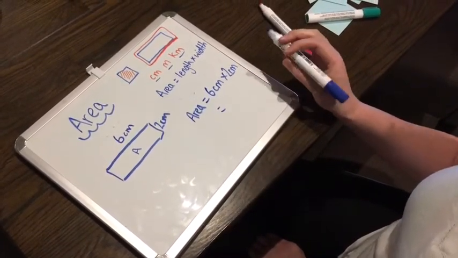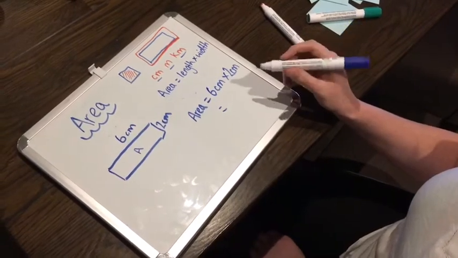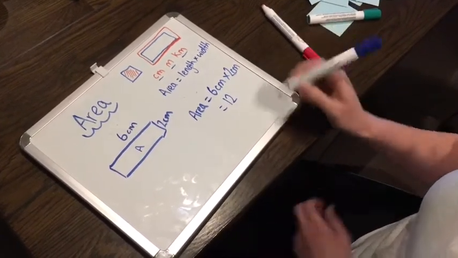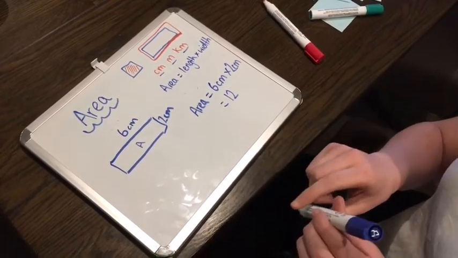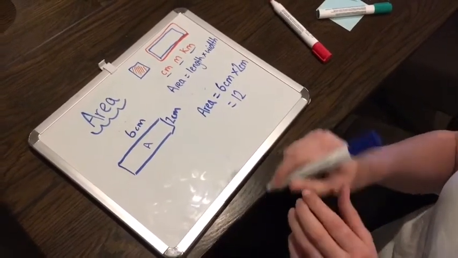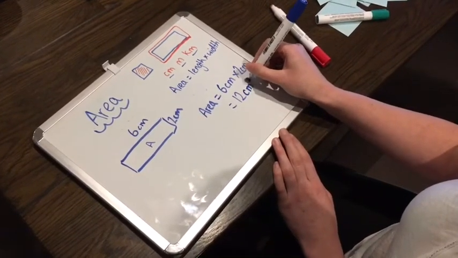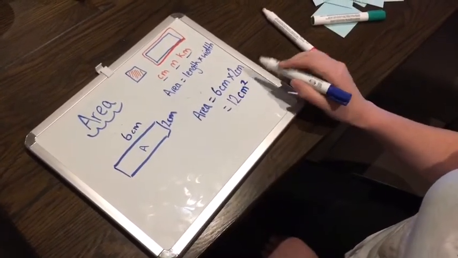What do you think our answer might be? 12 centimetres squared. That's correct. Now how would I write my centimetres squared? Do you want to have a go? Okay. So that's how we write it. 12 centimetres squared.